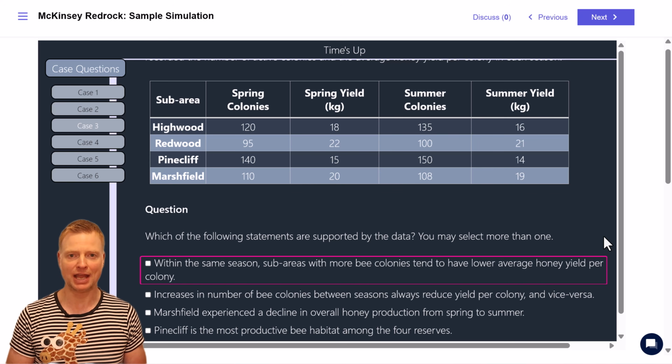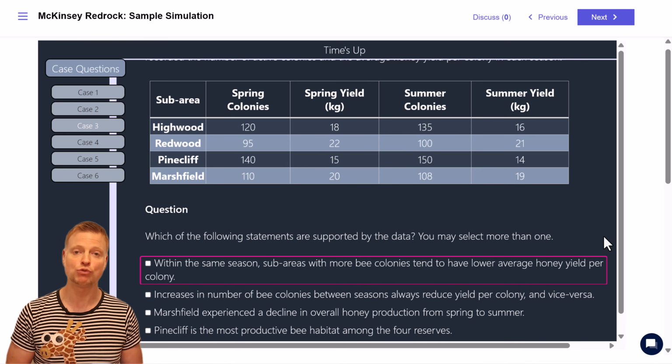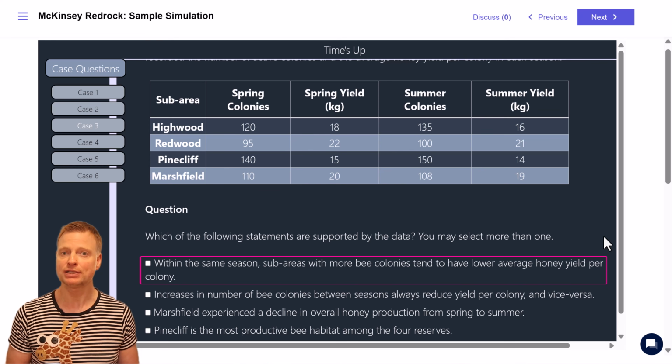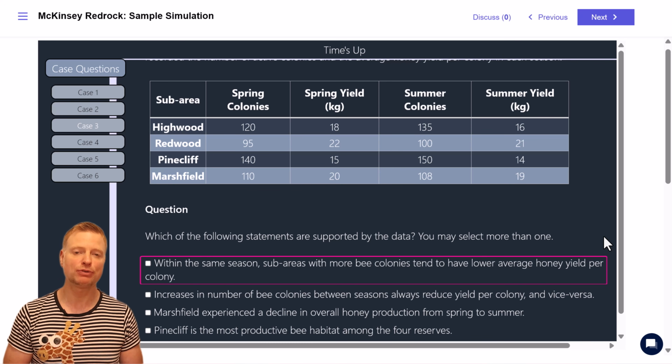To be mathematically exact, we would need to divide the yields by the number of bee colonies to obtain yields per colony. However, let us save time and avoid these calculations. We start with the smallest colony and move our way up. In spring, redwood produces 22 kilograms of honey with 95 colonies. Marshfield is next with 110 colonies, which produce 2 kilos less honey. Highwood with 120 colonies produces 18 kilos, and Pinecliff with 140 colonies produces 15 kilos of honey. Hence, the first statement holds true for spring.